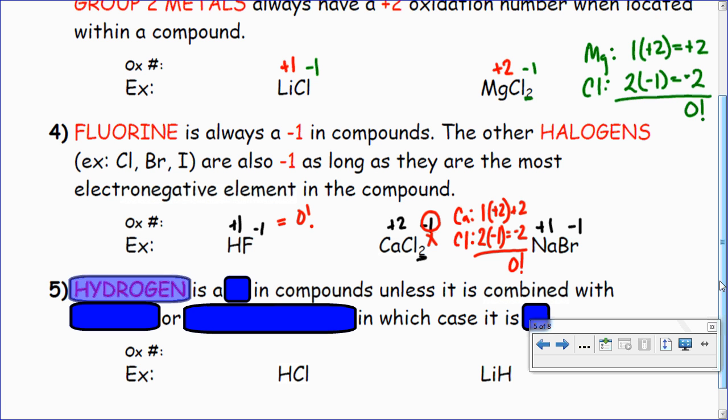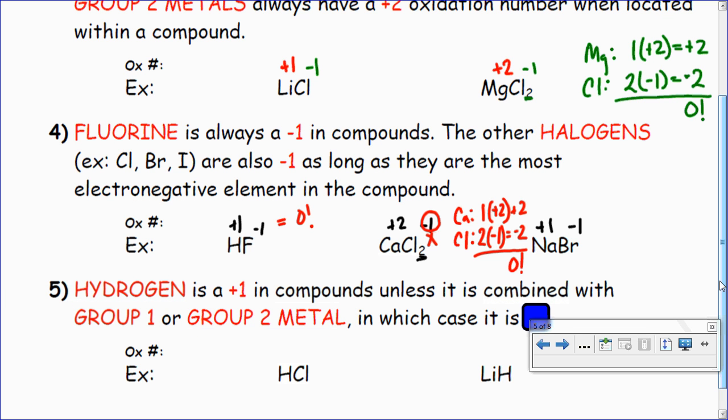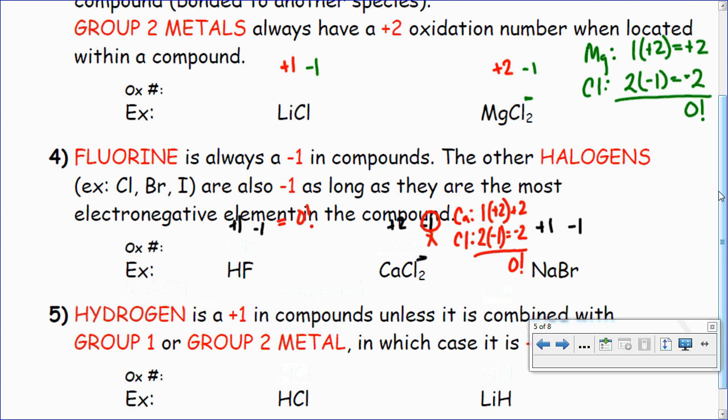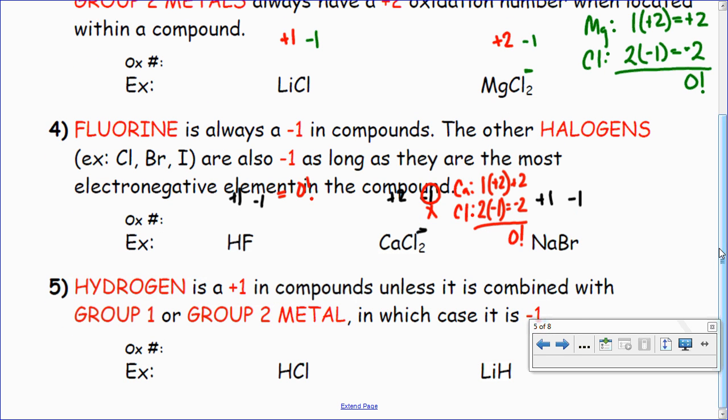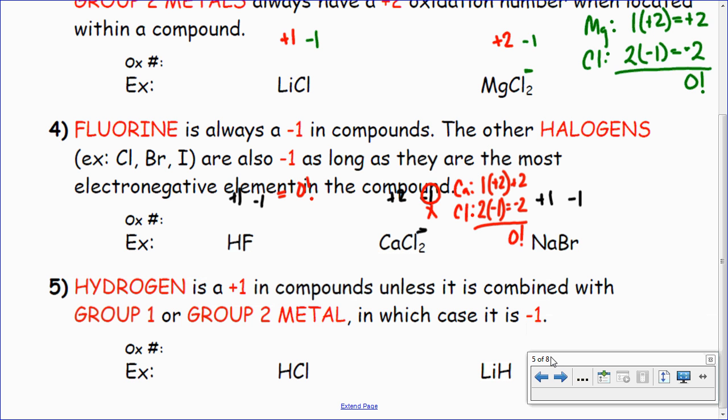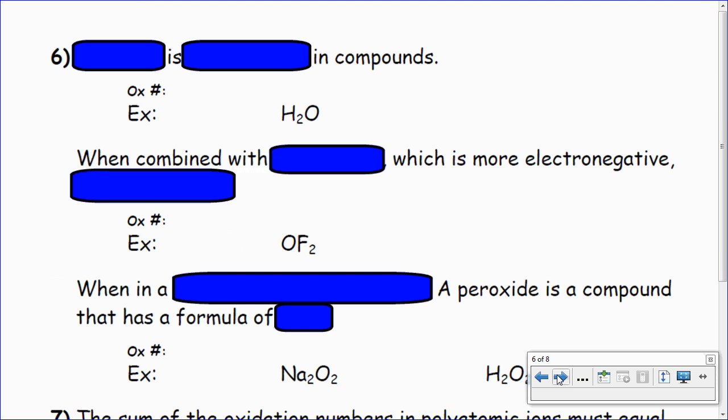Other rules with oxidation state. Hydrogen is a +1 in compounds unless it's combined with a group 1 or group 2 metal, in which case it is a -1. So that nitrogen also was another exception to that particular rule. Hydrogen always +1 when it comes first. But if it comes second, it's a -1. Those are very rare rules, so just make sure you got it in your notes so you can study that.